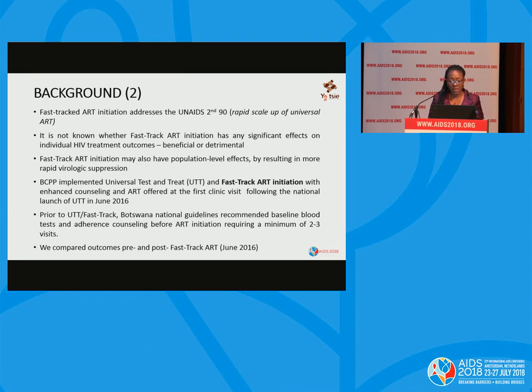BCPP implemented Universal Test and Treat, UTT, and fast-track ART initiation with enhanced counseling and ART offered at the first clinic visit following the national launch of UTT in June 2016. Prior to UTT fast-track, Botswana national guidelines recommended baseline blood tests and adherence counseling before ART initiation, requiring a minimum of 2 to 3 visits. Here we'll compare outcomes pre and post fast-track ART.